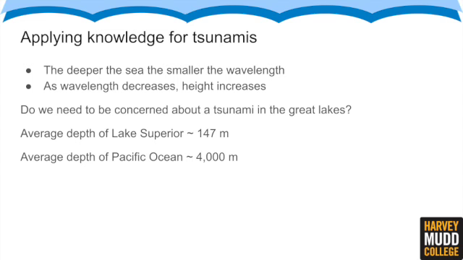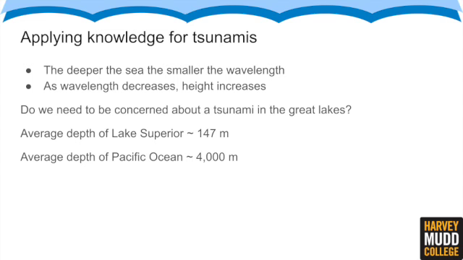So now let's apply some of this knowledge that we've learned towards tsunamis. So just two phenomena to note in the wave field: the deeper the sea, the smaller the wavelength, and as wavelength decreases, height increases. So basically, do we need to be concerned about a tsunami in the Great Lakes? For perspective, the average depth of Lake Superior, which is the largest lake in the Great Lakes, is 147 meters, and the average depth of the Pacific Ocean is 4,000 meters. So we know that the deeper the sea, the smaller the wavelength, and as the wavelength decreases, the height increases.